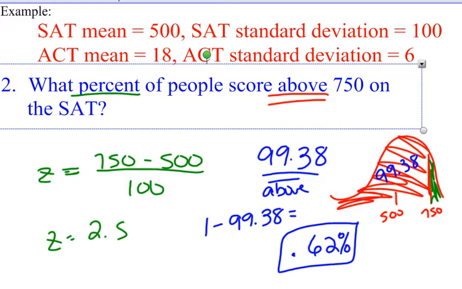So hopefully, if you don't recognize this, think about if your answer makes sense. For sure, not 99% of kids scored above a 750. When the standard deviation is 100 and the mean is 500, hopefully you realize that, oh, nope, they said above. I've got to take 1 minus. And that is kind of the tricky part of these, having to remember to subtract that from 1.